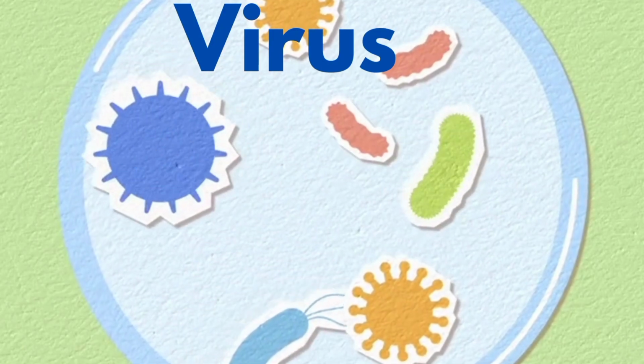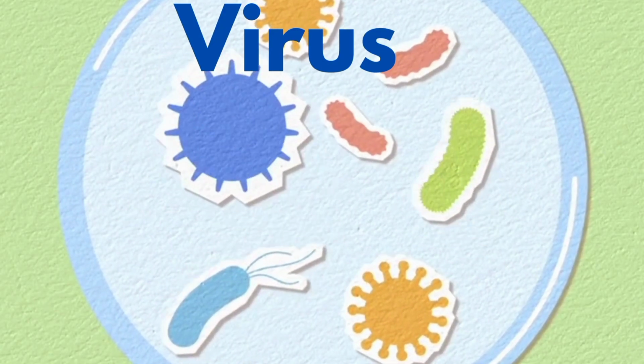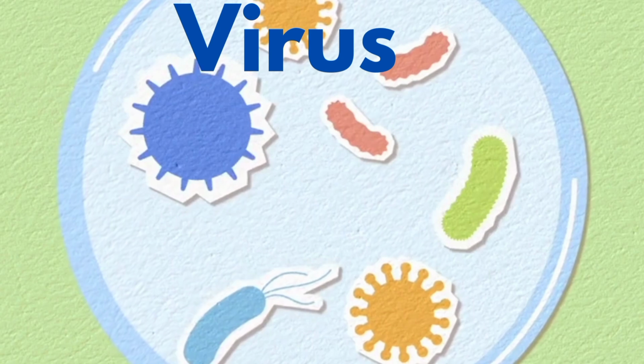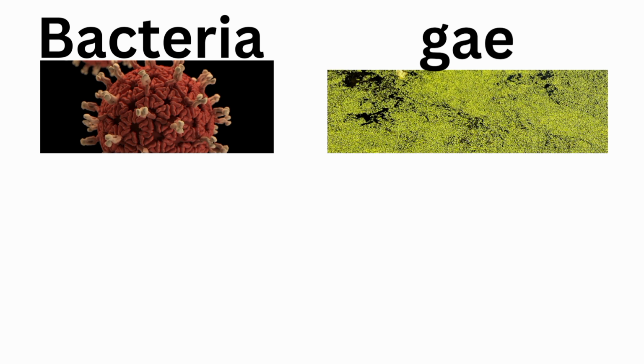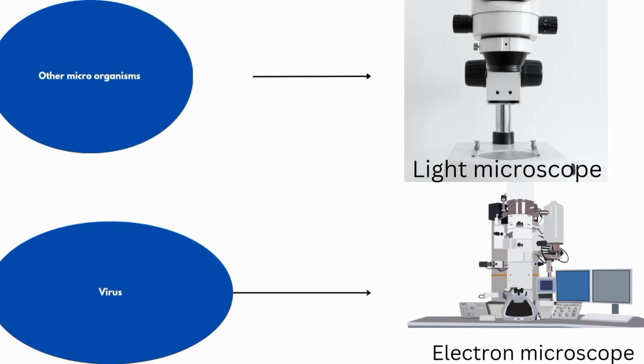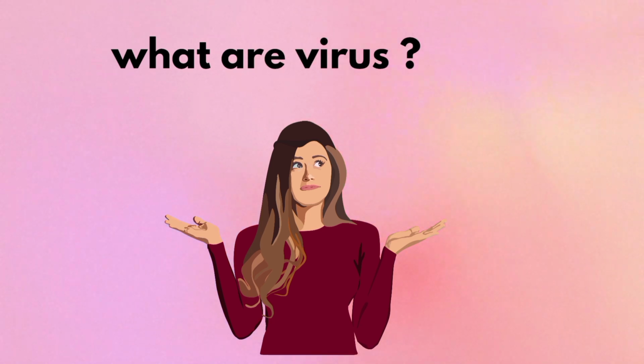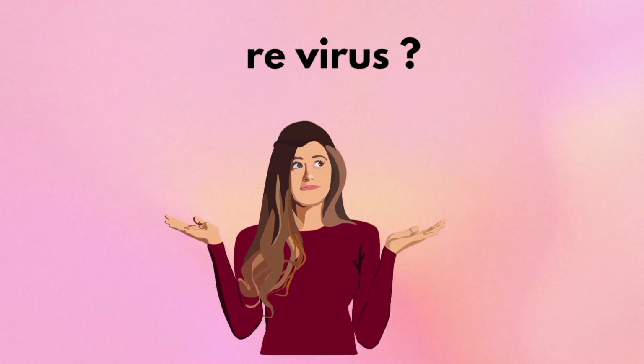Viruses are the smallest of all the microbes. This means viruses are smaller than other microorganisms such as bacteria, algae, and fungi. Other microorganisms can be seen in a conventional light microscope. Viruses, on the other side, need an electron microscope to be seen. Now of course you might want to ask, what are viruses about?